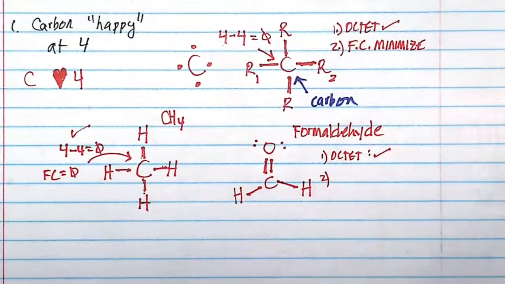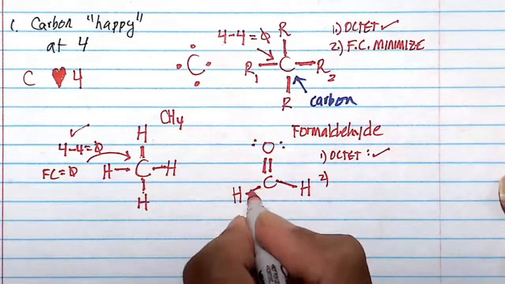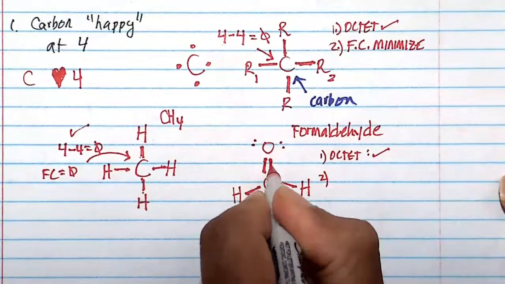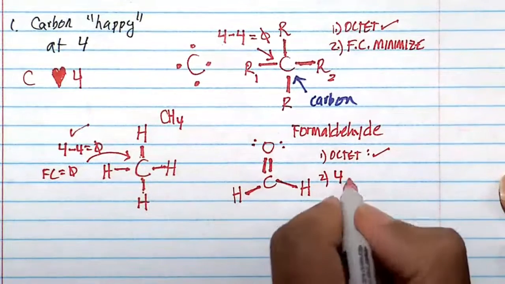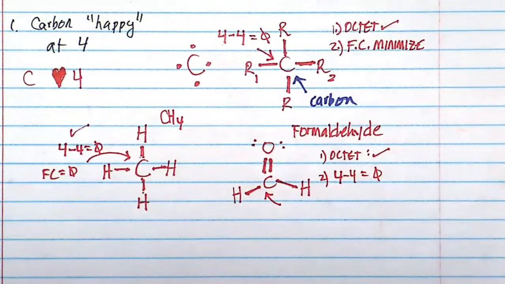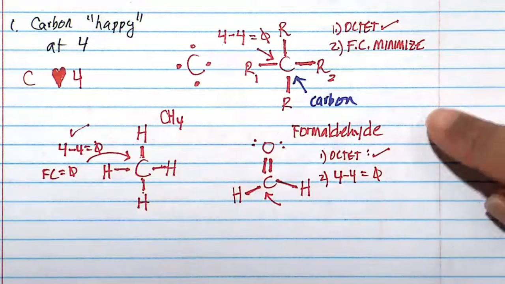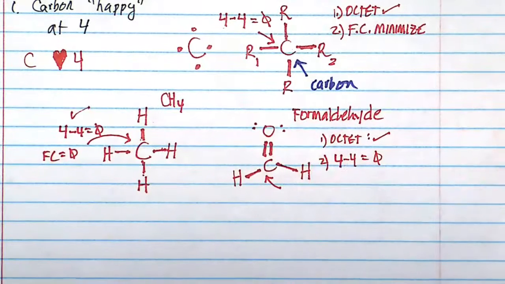The most important rule, though, is formal charge. Here we go: carbon is happy at 4, and 4 minus 4 is 0. The formal charge on that carbon is going to be 0. So this would be, at least for the central atom carbon's sake, the best representation of the structure of formaldehyde. Here's an example where we use a double bond for carbon to get 4.